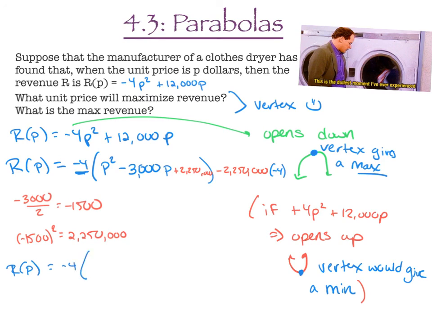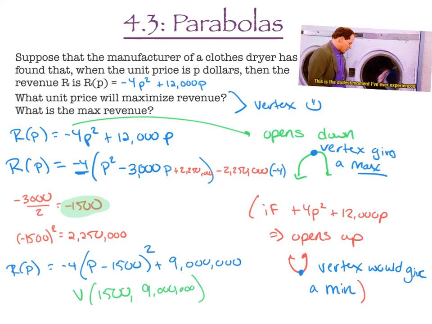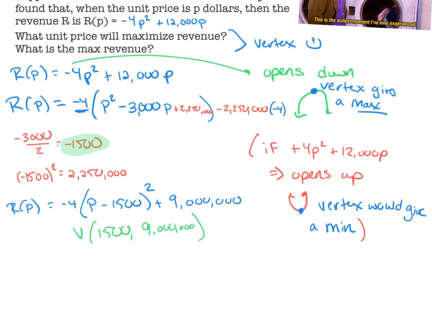Okay, so that gives us R of p is negative 4 times, okay, a little shortcut for factoring these. If you remember from your completing the square section, it always factored to what this number is in the step after you divide by 2, but before you square. So it's going to factor to p minus 1500 squared plus 9 million. Okay, so I can tell right now that the vertex is 1500 and 9 million.